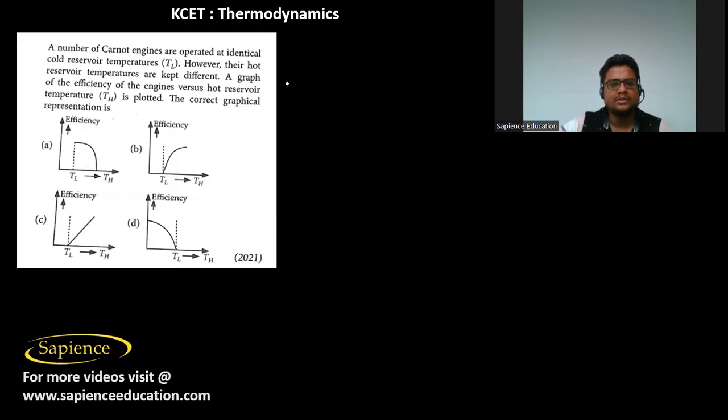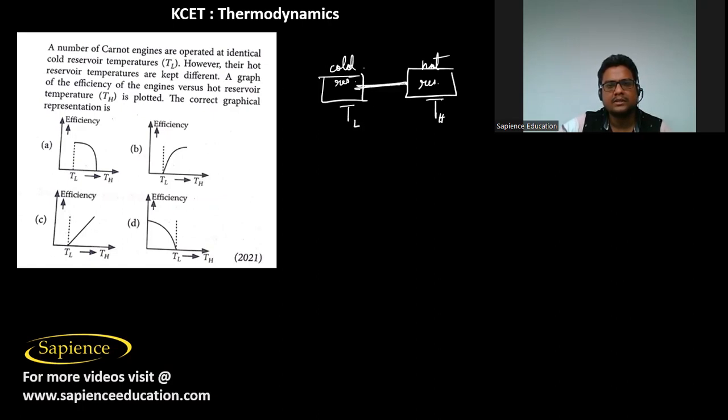So here it has been told that a number of Carnot engines are operated at identical cold reservoir temperatures TL. So here there is a cold reservoir, and however their hot reservoir temperatures are kept different. A graph of the efficiency of the engines versus hot reservoir temperatures is plotted. The correct graphical representation is, so here we have the hot reservoir. The hot reservoir is kept at temperature TH, the cold reservoir is kept at temperature TL.